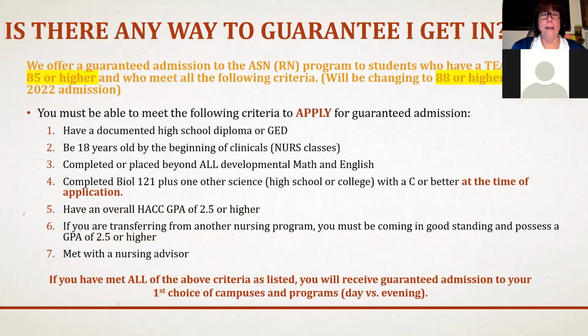Is there any way that I can get guaranteed admission? Well, yes, if you scored an 88 or higher on your T-test, and you have graduated from high school, and you are 18 years old, and you've completed all developmental math and English, and you completed Biology 121 with a C or better, and your GPA is 2.5 or higher, and you are in good standing, and you met with a nursing advisor. If all of that is done, then you will get your first choice of campuses. You have guaranteed selection, and you would have declared what your priority campus is, and that is the placement that you will be guaranteed.